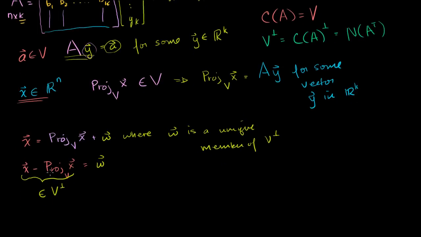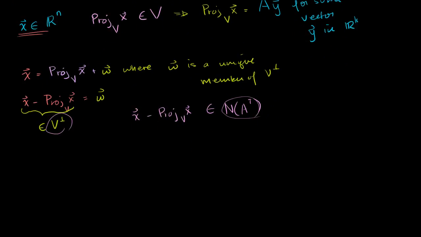So we could say that x minus the projection onto V of x is a member of the orthogonal complement of my column space of my matrix, which is equal to the null space of A transpose. That's the orthogonal complement of V. This is the same thing as the orthogonal complement of V. But what does this mean? This means that if I take A transpose and I multiply it times this vector, because it's a member of A transpose's null space, then I'm going to get the 0 vector. That's the definition of a null space.